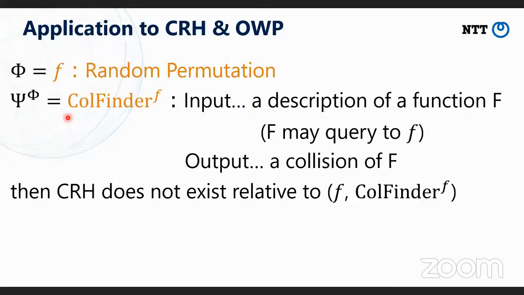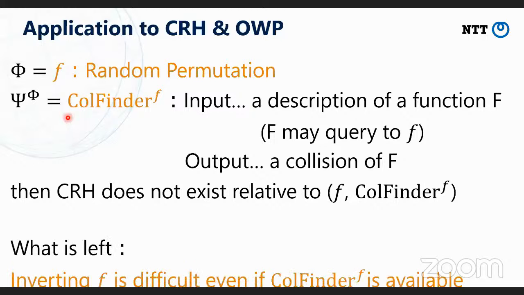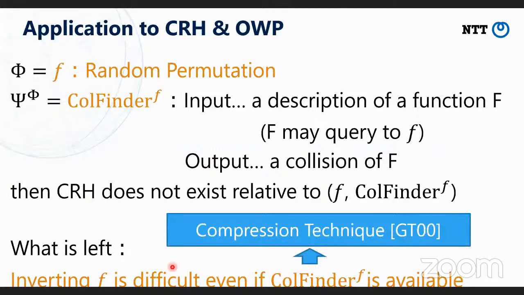And so, to use the two-oracle technique, what is left to show is that inverting the random permutation f is difficult, even if the additional oracle CollFinder is available. If we can show this claim, then it means that there is a one-way permutation, because this random permutation becomes a one-way permutation. And to show this claim, we can use a useful technique called the compression technique.